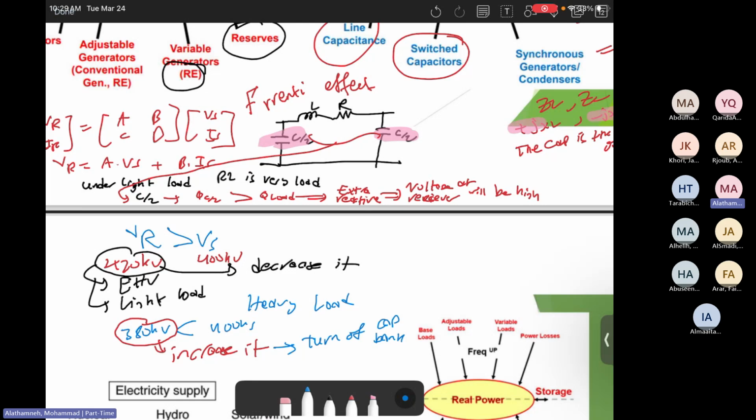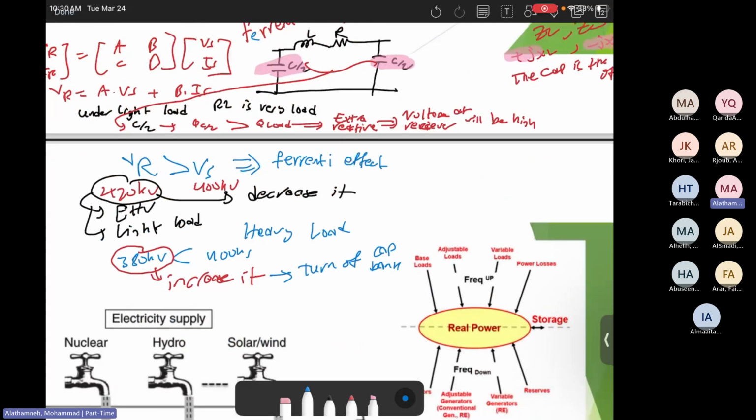While if the receiving is larger than the sending, which we used to call weird, this is called Ferranti effects. Which means the receiver is larger than the sending, and that's not usually common, but we used to see it in extra high voltage, then we need to decrease it. So again, to increase the voltage, turn on capacitor bank. To decrease the voltage, what should I do? Turn off capacitor bank.